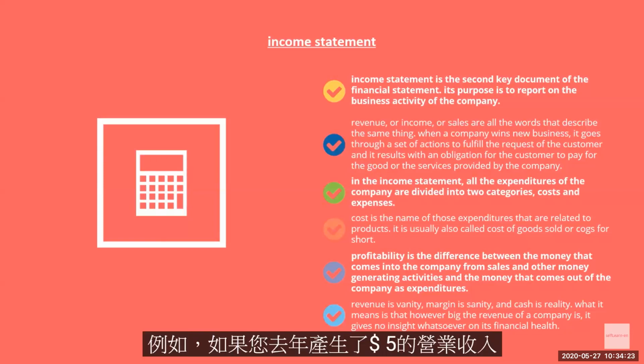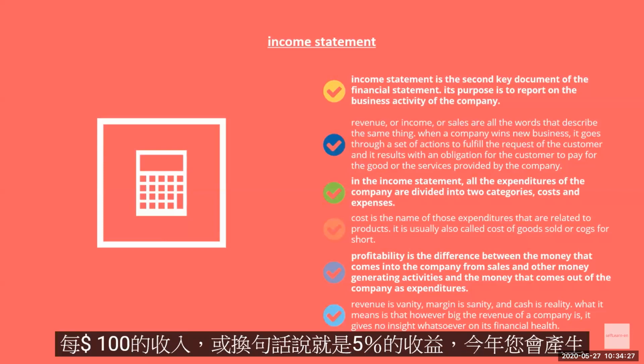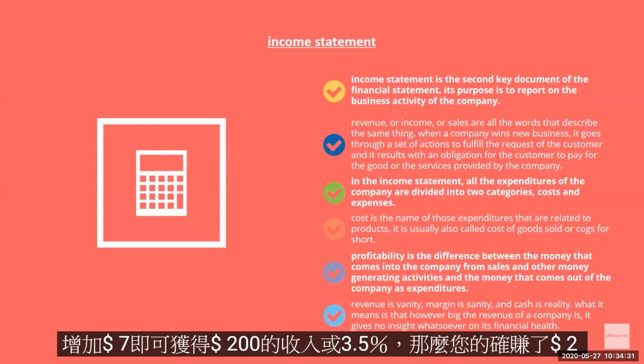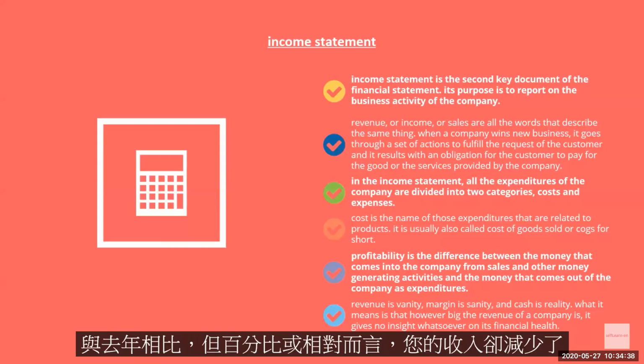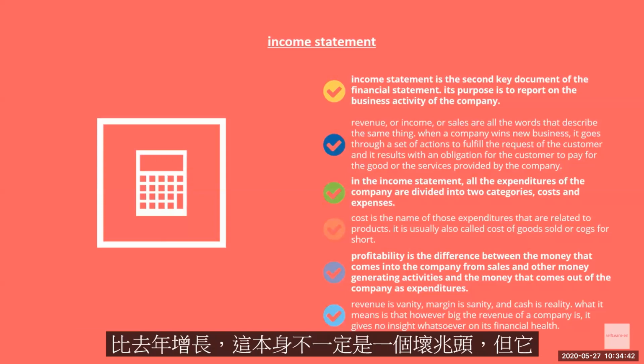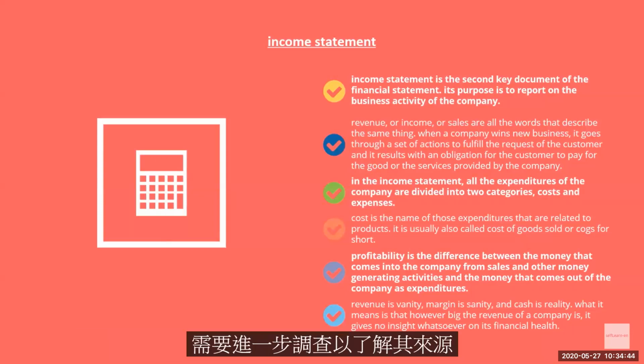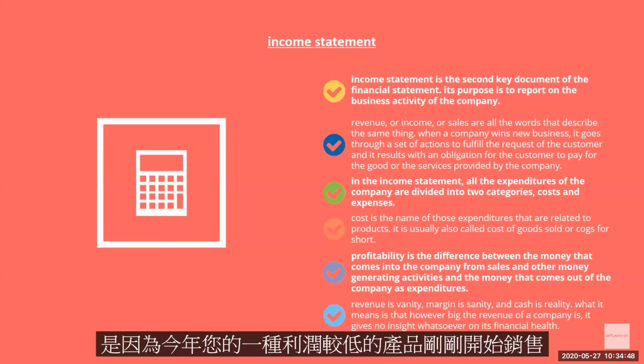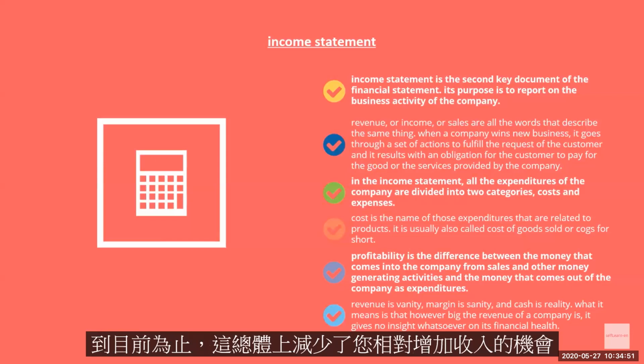If last year, for example, you generated $5 of operating income for each $100 of revenue, or in other terms, 5% of OPINC, and this year you generate $7 of OPINC for $200 of revenue, or 3.5%, then you're indeed making $2 more profit compared to last year, but in percentages, or relative terms, you're making less OPINC than last year. This in itself is not necessarily a bad sign, but it requires further investigation in order to understand the source of it. It could be that this year, one of your lower margin products just picked up in sales, and that it overall reduces your relative OPINC to revenue.